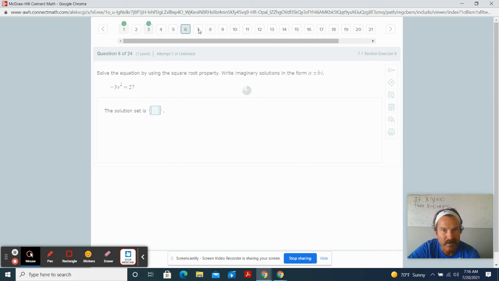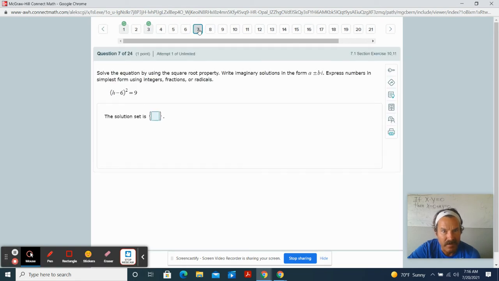7. Okay. So 7 has something in the parentheses, but the squared term is isolated. It's just instead of h squared, it's h minus 6 squared. So we can go straight to the square root property. We take the square root of both sides. So now you just have h minus 6. I'll just drop the parentheses. You don't really need them anymore.